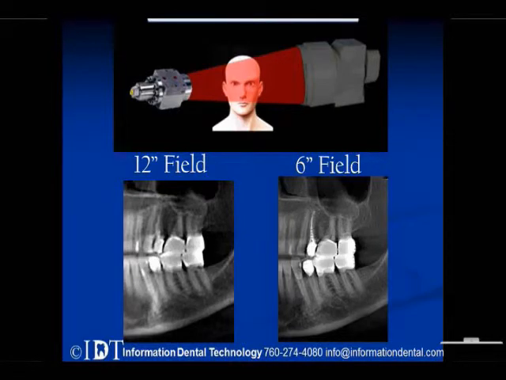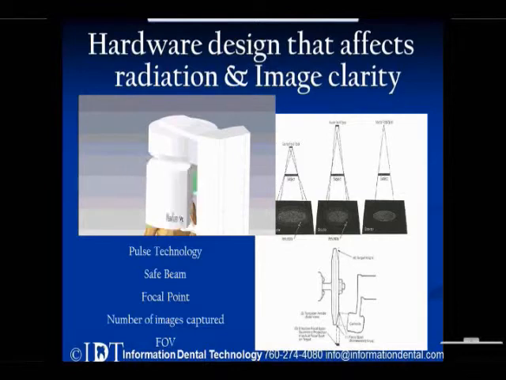So as far as placing implants, we're going to work with a 6-inch field of view and sometimes smaller depending on the type of scanner that you're using. Now that's not to say that a 6-inch is going to be clearer than a 5-inch on a different machine. There are a lot of different things that affect image clarity and also radiation.